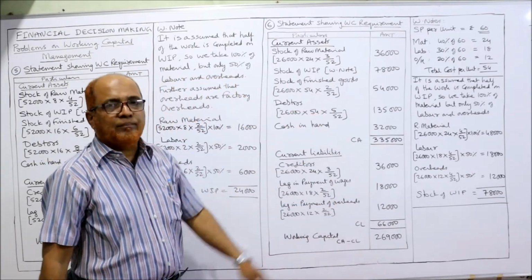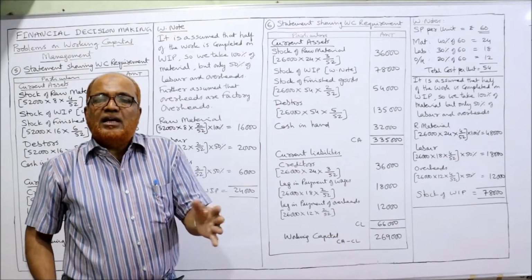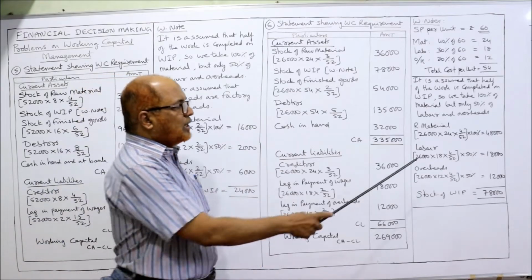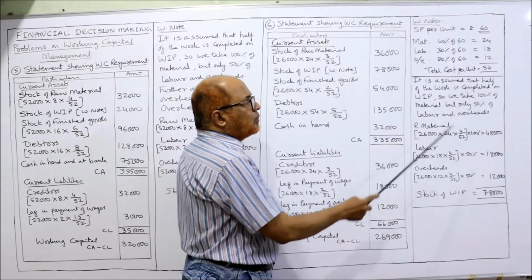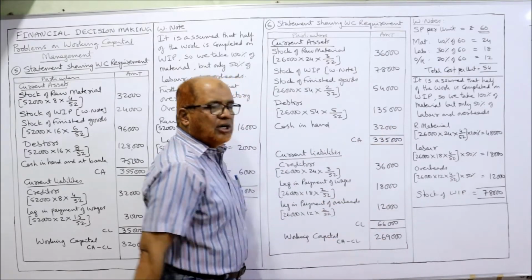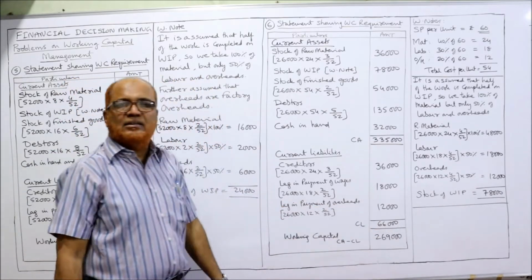We have made the assumption only half, because if you take all 100%, then it will not be work in progress. It will become finished goods. So only 50%, 18,000. Overheads: 26,000 into 12 rupees per unit overhead, into 4 by 52 into 50%, 12,000. The total of work in progress comes to 78,000.